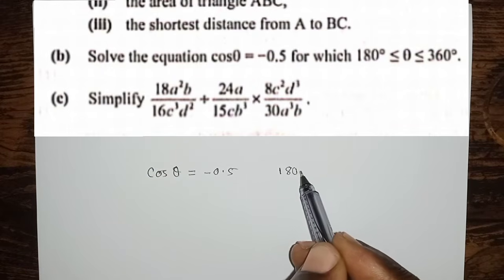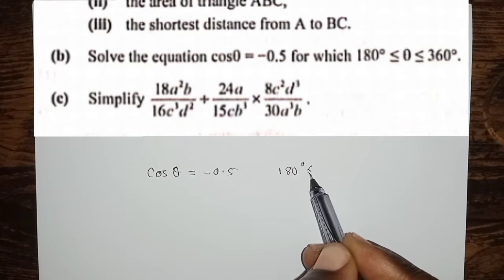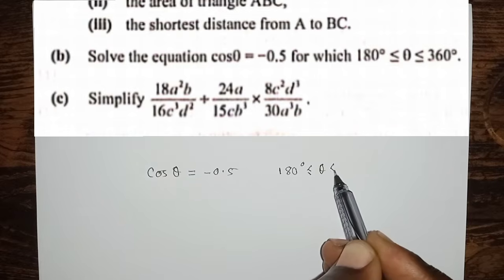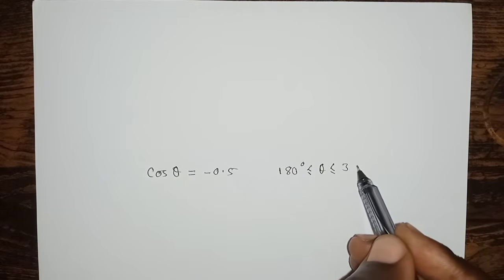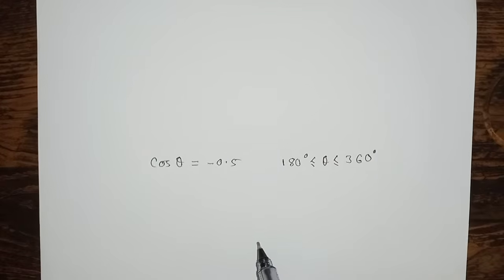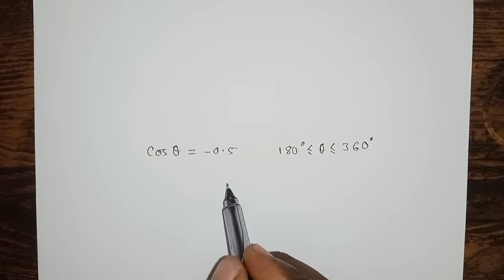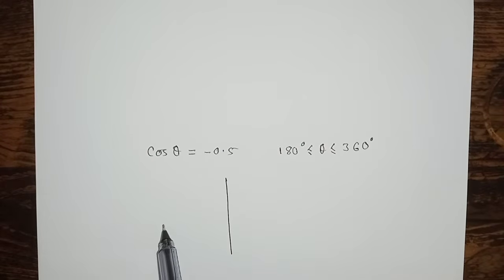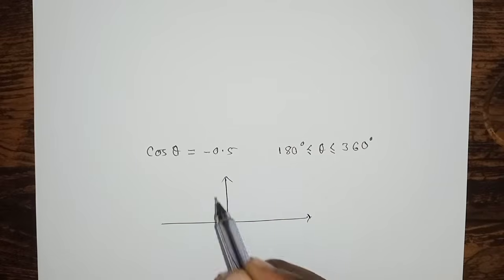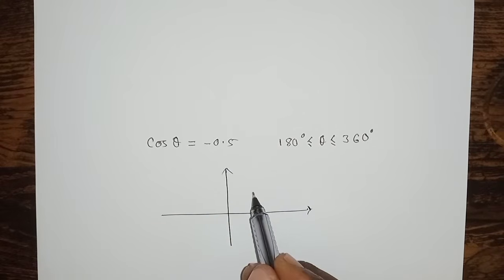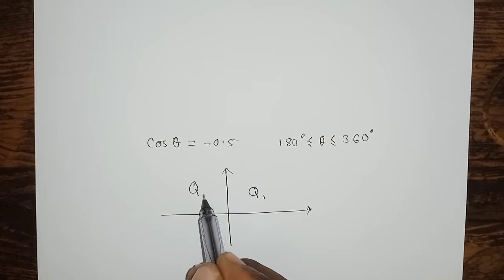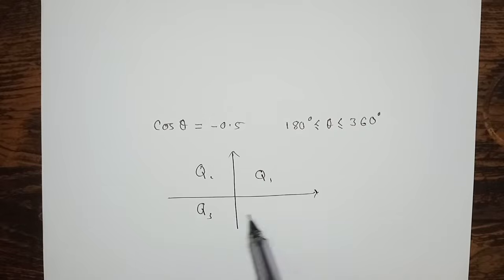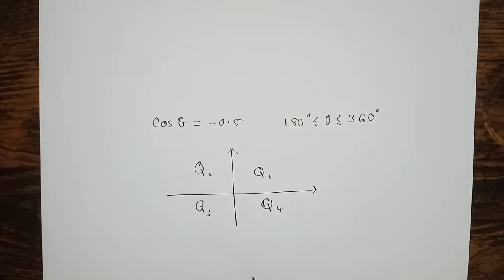from 180 to 360 for theta. So we need to understand where the solution is falling. So you do like this for you to understand. This is the first quadrant, second quadrant, third quadrant, fourth quadrant. So how do you tell where the solution is falling?